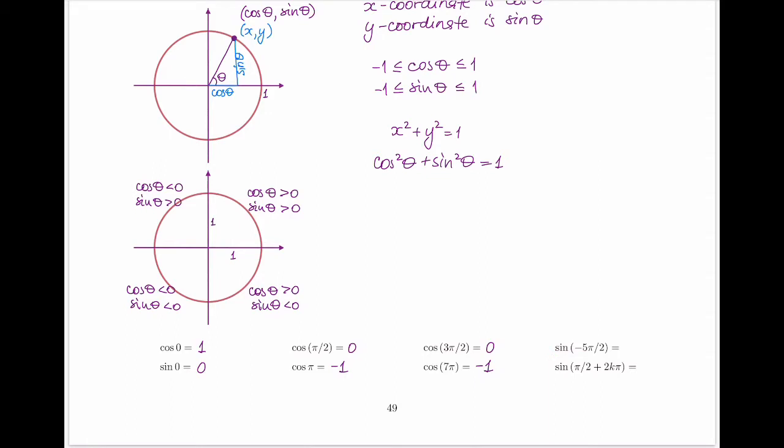-5 pi by 2. So it's -5 of pi by 2's. Okay, so starting from here, it's negative, which means we're going to be moving clockwise. So 1 pi by 2, 2 pi by 2, 3 pi by 2, 4 pi by 2, 5 pi by 2. So it's this point right here. And it's the sine, which means the y-coordinate of it, which is, of course, -1.